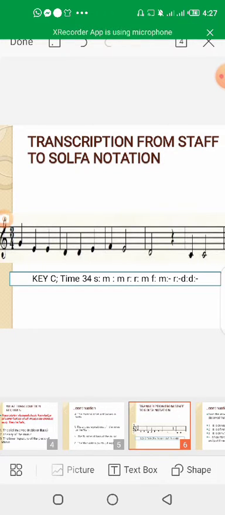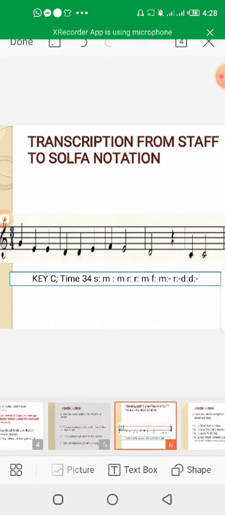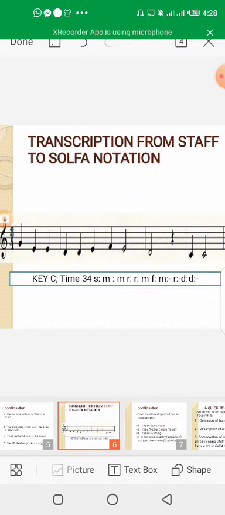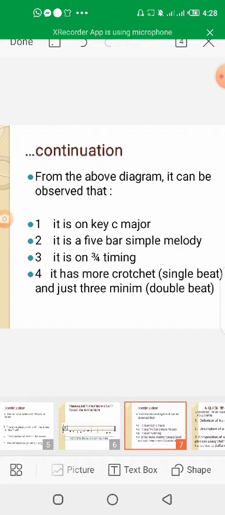do. So if you're asked to convert it to solfa notation, the first thing you're going to write is the key. Then you write the time, which is 3/4, before you now start changing it one after the other. I hope we understand this. I hope we do understand it, my beloved 8th graders.